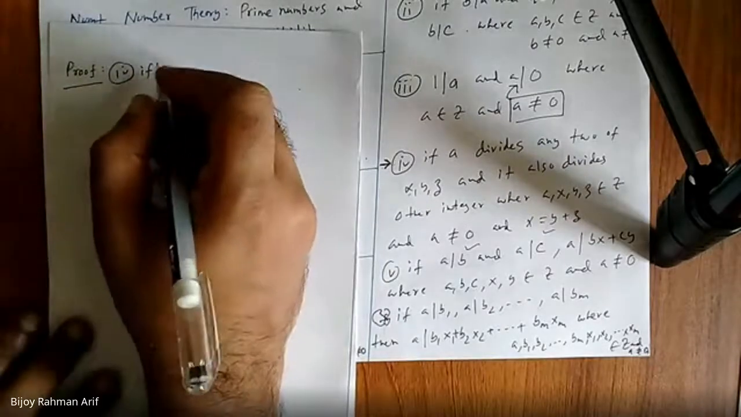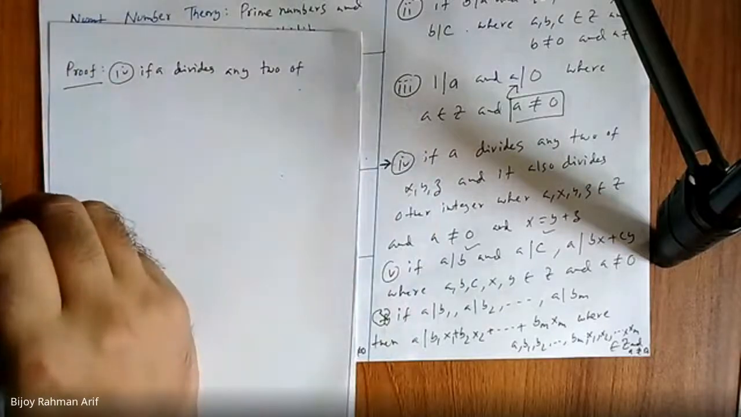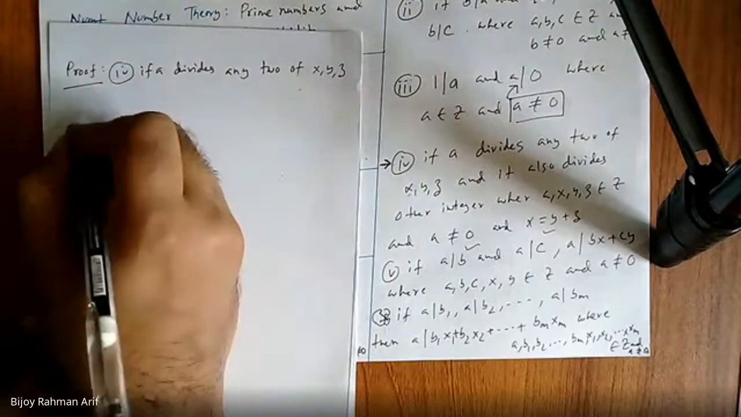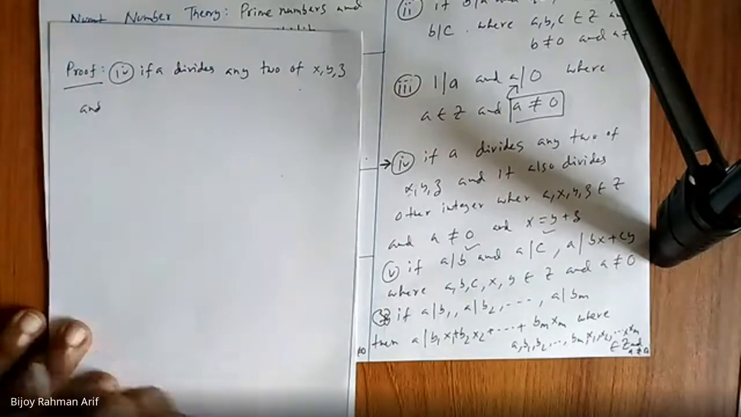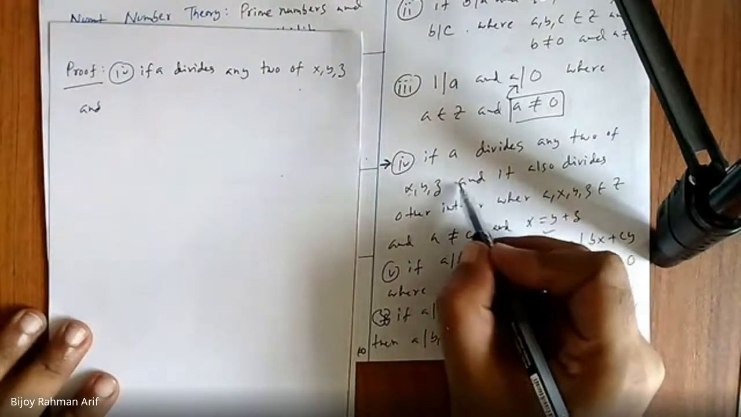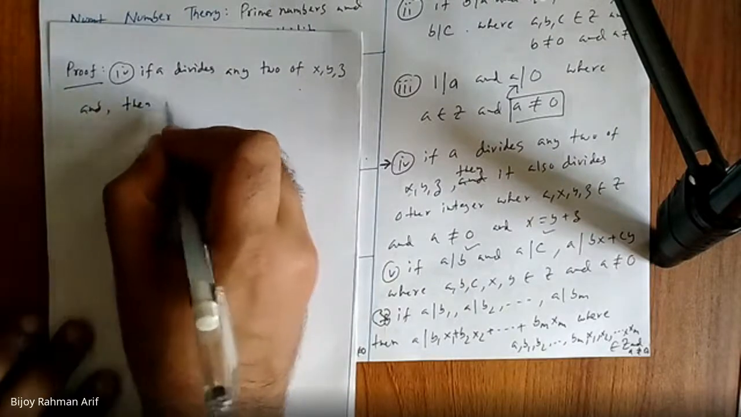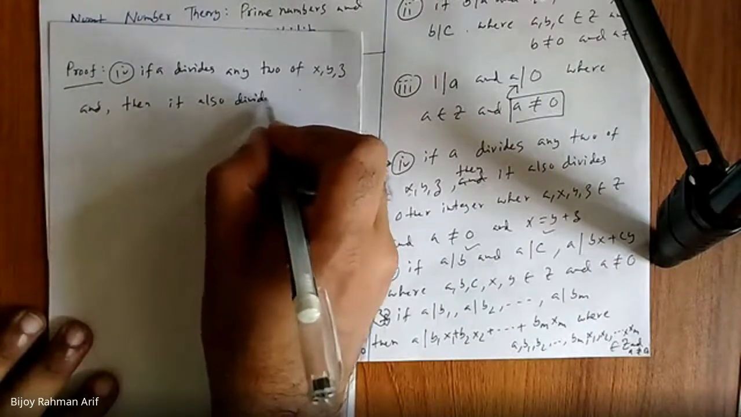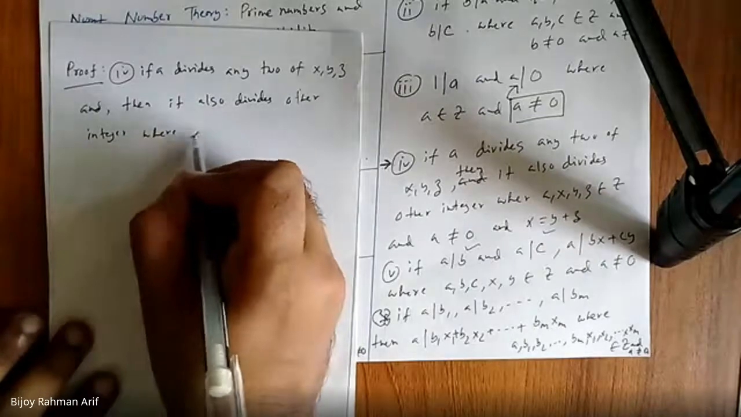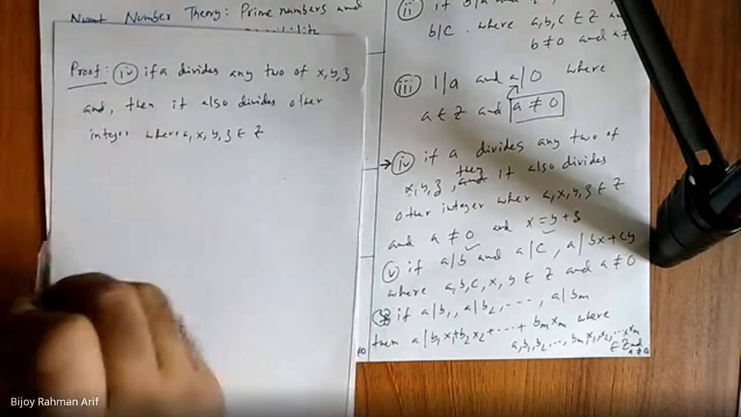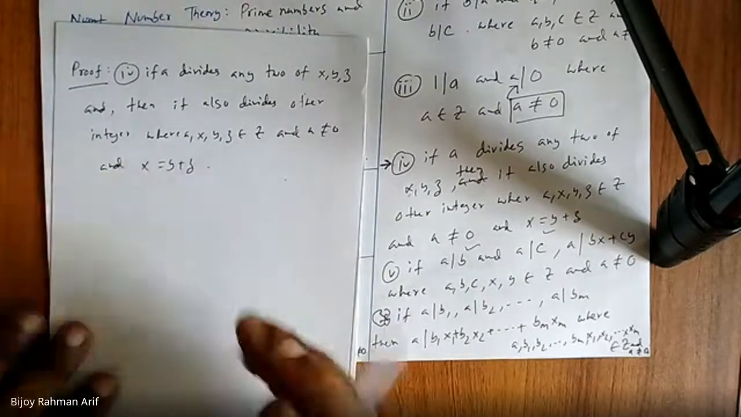If a divides any two of x, y, z, then it also divides the other integer, where x equals y plus z. Let's try to put this.